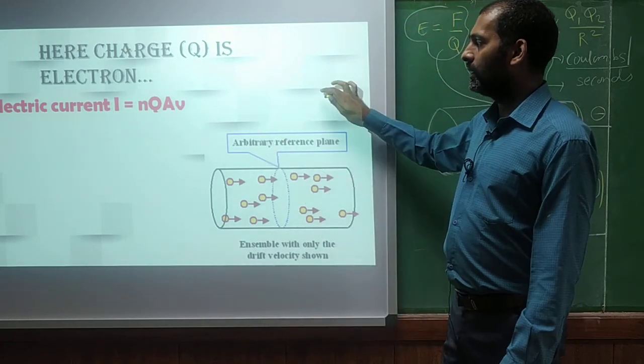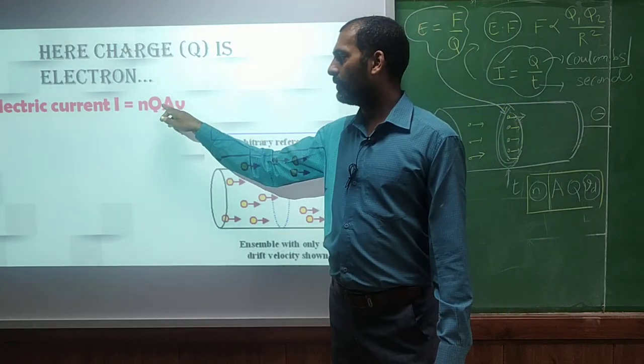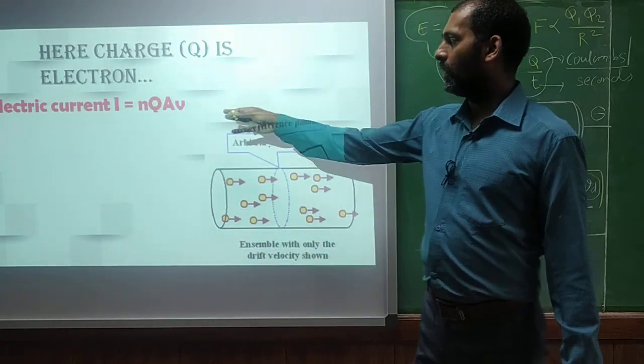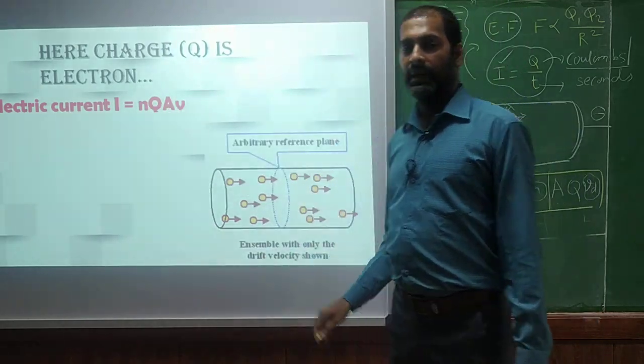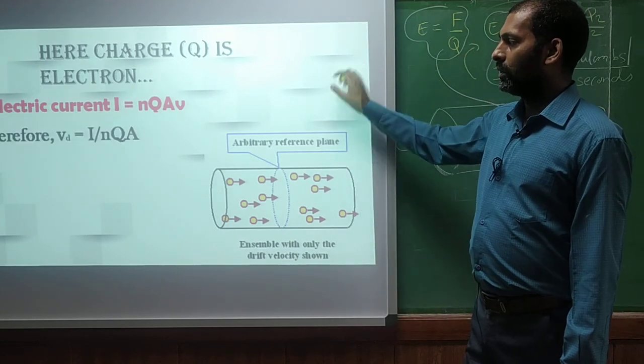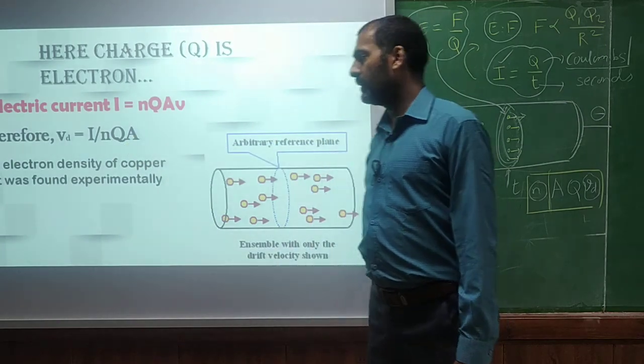Conductor area may be small or large, and what is the velocity? From here we can see what the velocity expression will be. We will transfer these three terms to the LHS. So velocity will be equal to current by NQA. We can get that value. So Vd is equal to I by NQA.